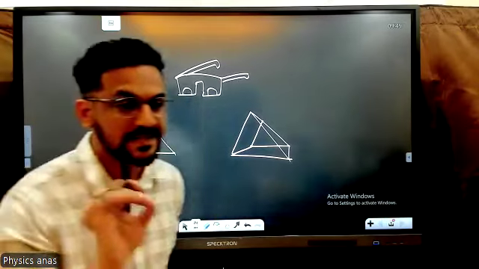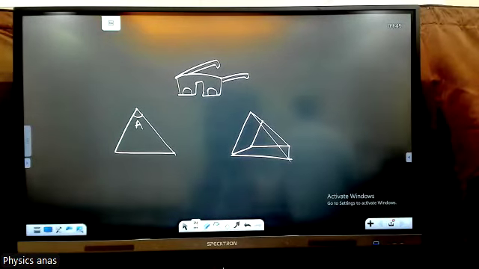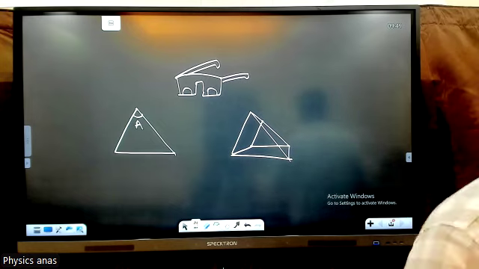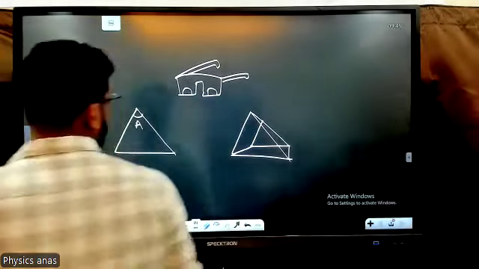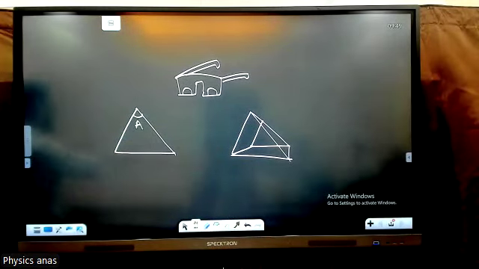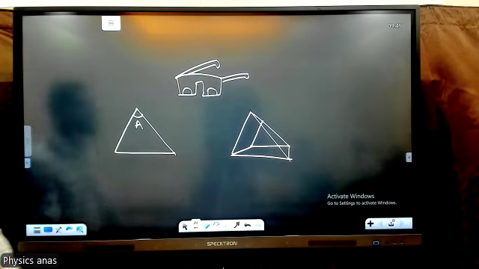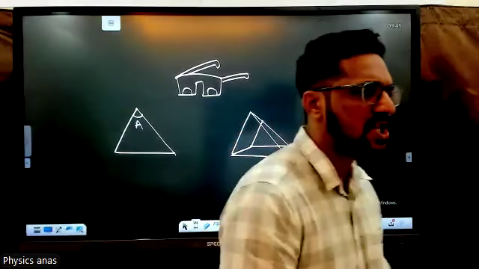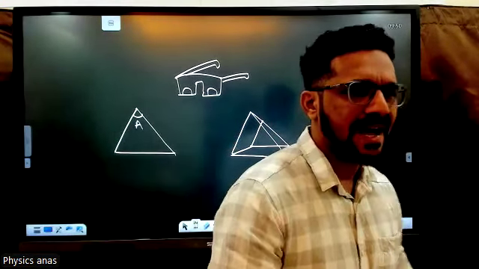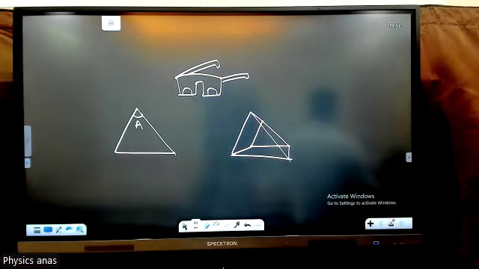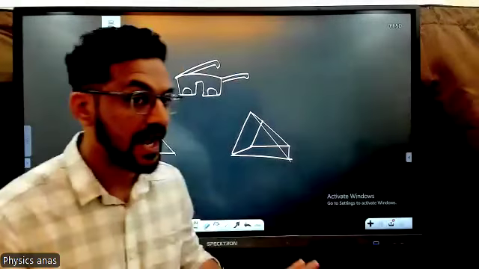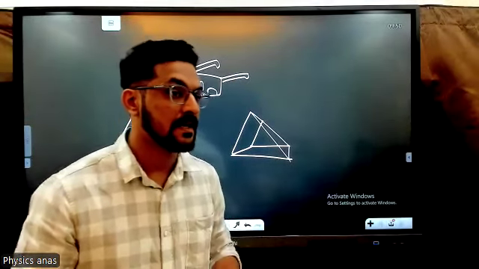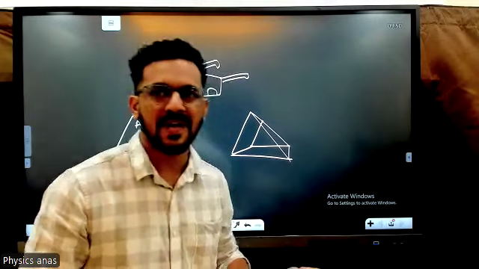After that, we studied dispersion. Yeah, there is dispersion, but there is something called refraction through the prism. What was refraction through the prism? Light gets refracted when it is going through the prism. How was that refraction?